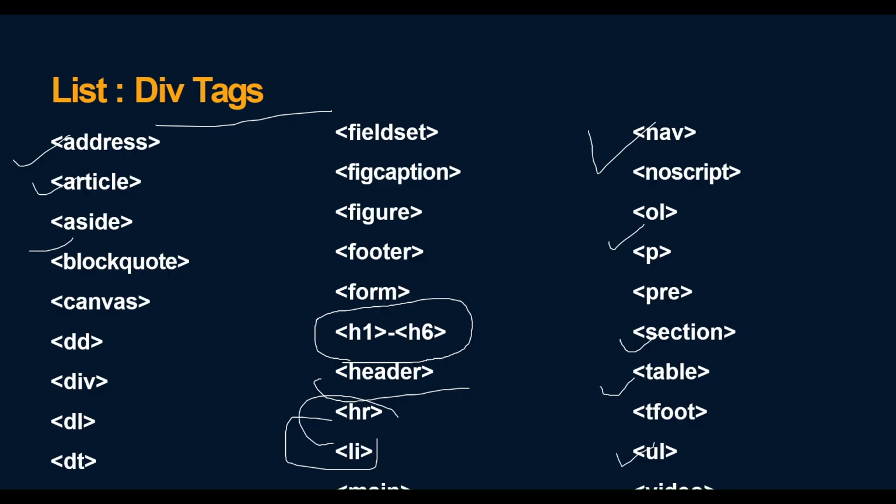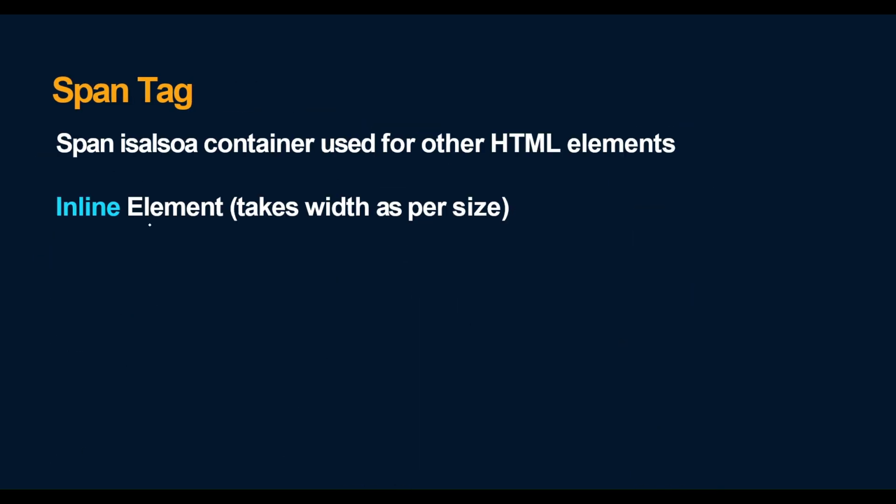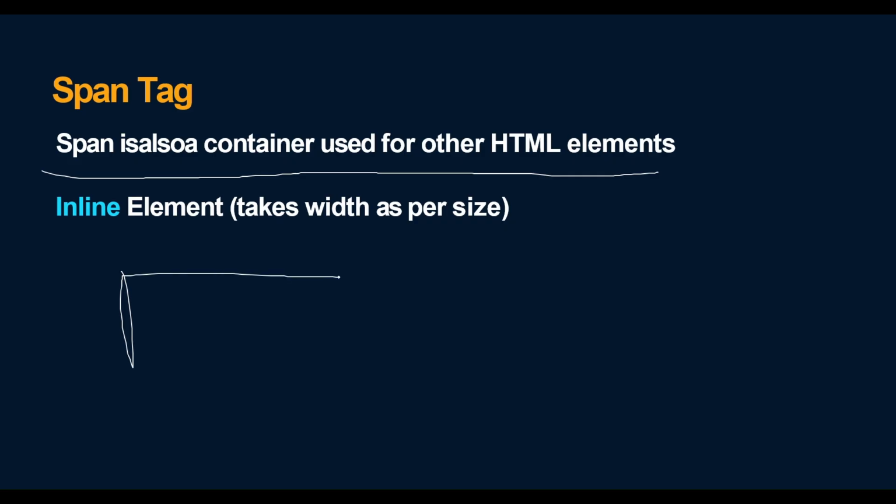Okay. So span tag means what is a span tag? Span is also a container used for other HTML element. It is inline element. See, there will be block element and here will be inline element. So what is the difference between block and inline element? The block element. Suppose this will be div. Suppose this is a web page, and suppose I want to create a div. So the div will be taking the full width. Why not? This is a block element which cover the entire width.